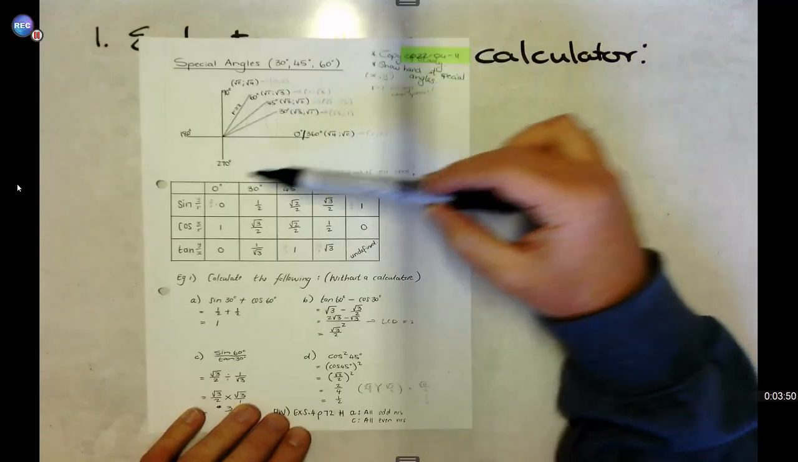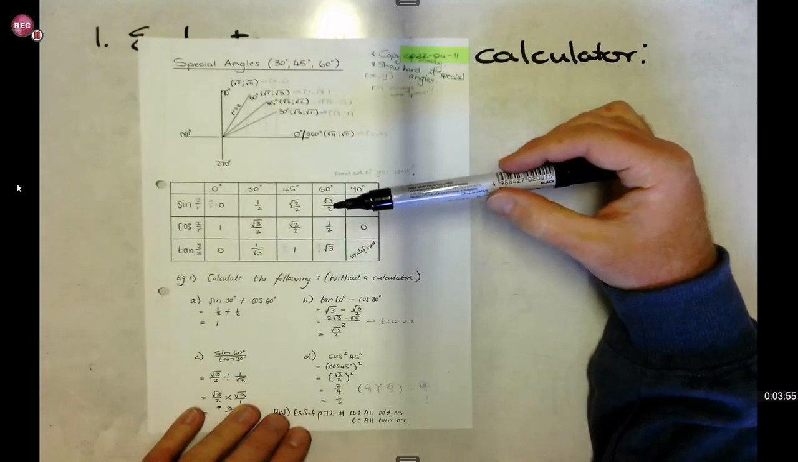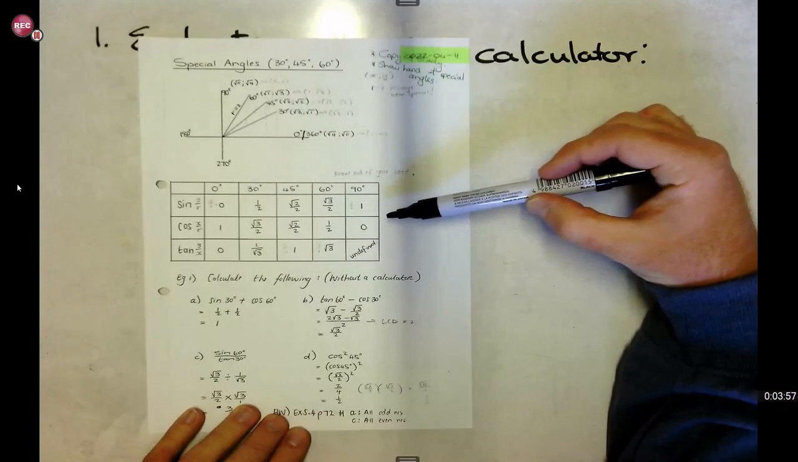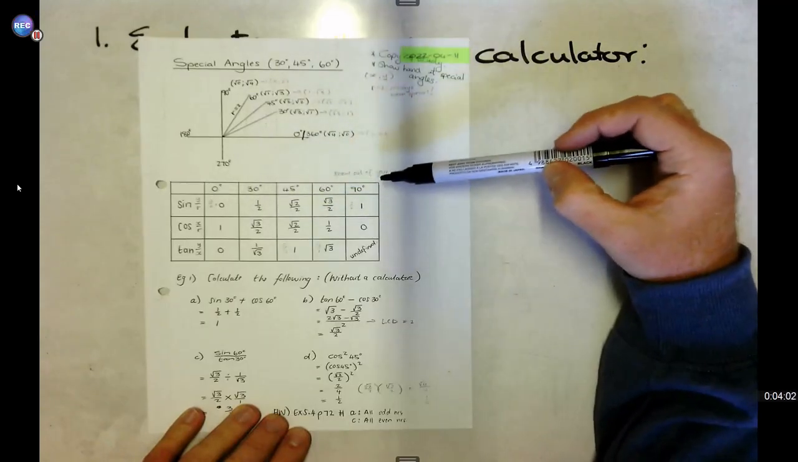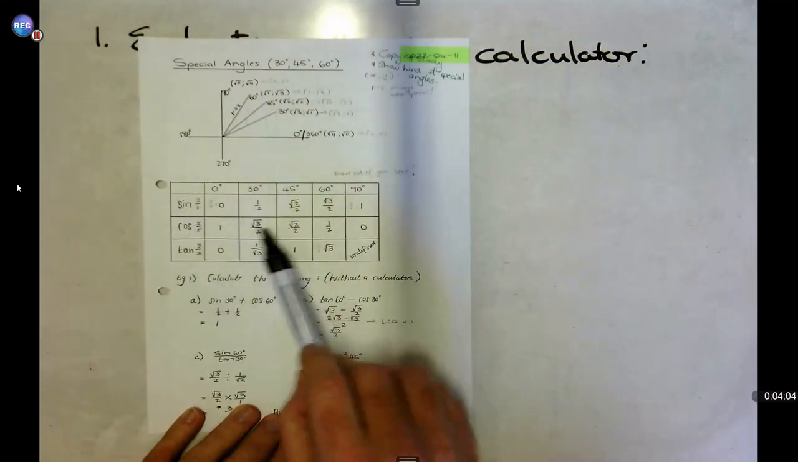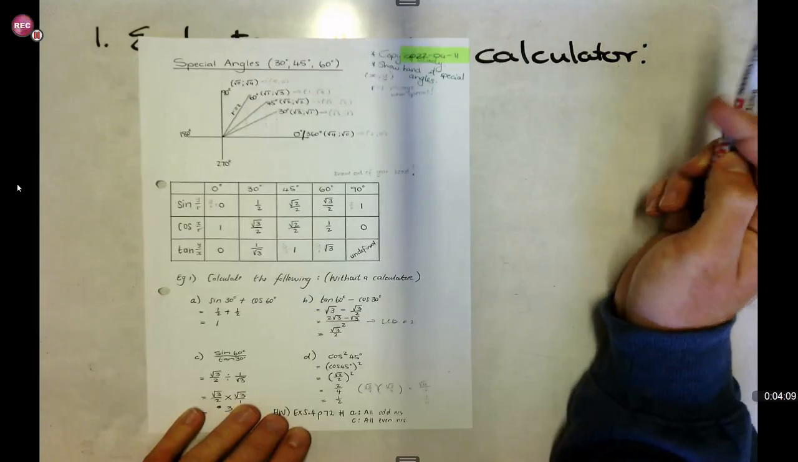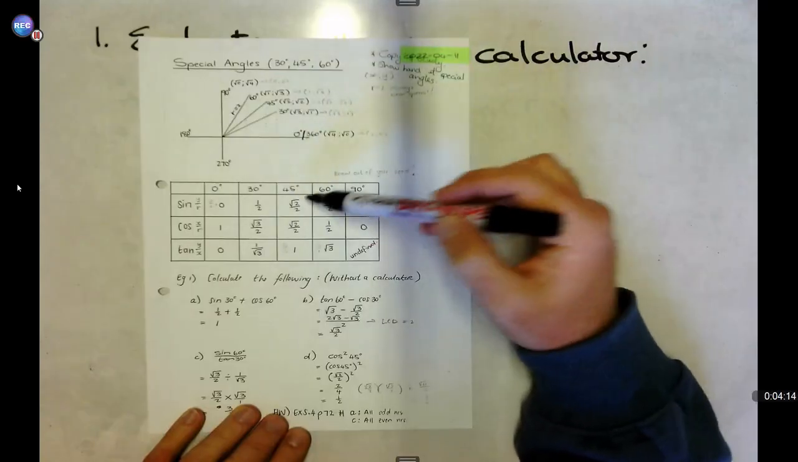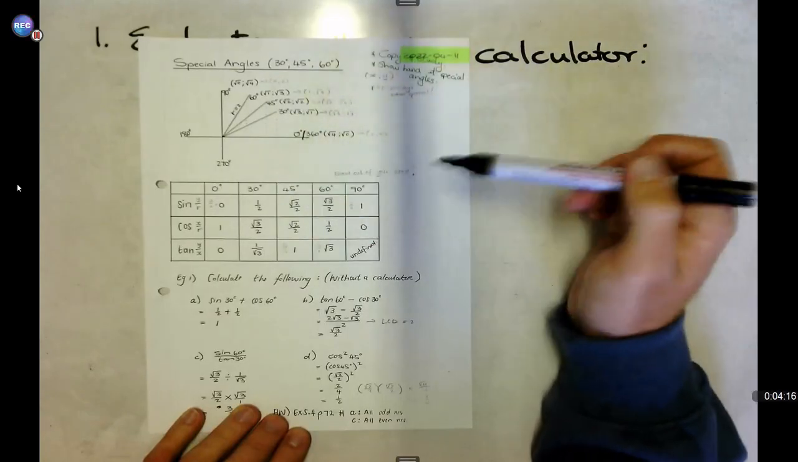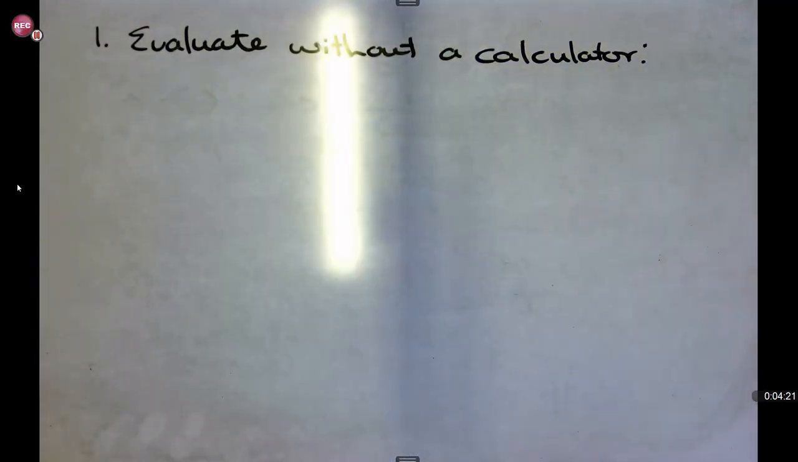So when you work with special angles, it's preferable, and we strongly suggest that you know this table off by heart. Okay, so your special angles are obviously 0, 30, 45, 60, and 90, and then for each of these we've got the answers of those special angles. And this is what you need to know. You need to know that sine 45 degrees is the square root of 2 over 2, etc. So let's continue with our lesson.